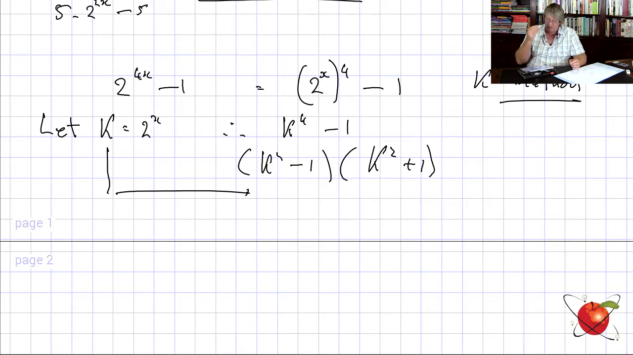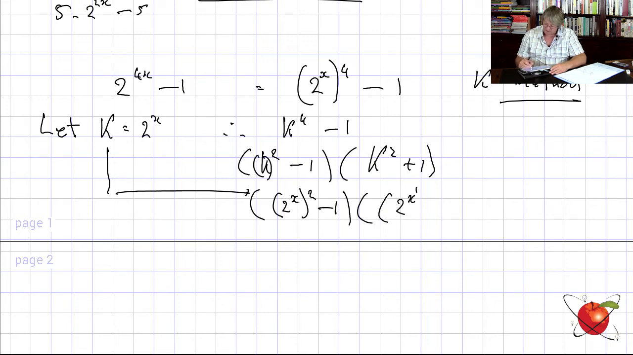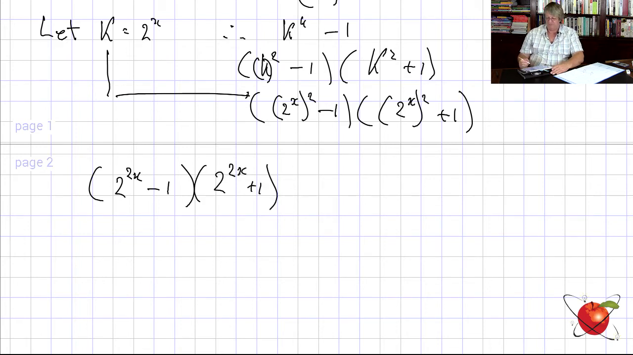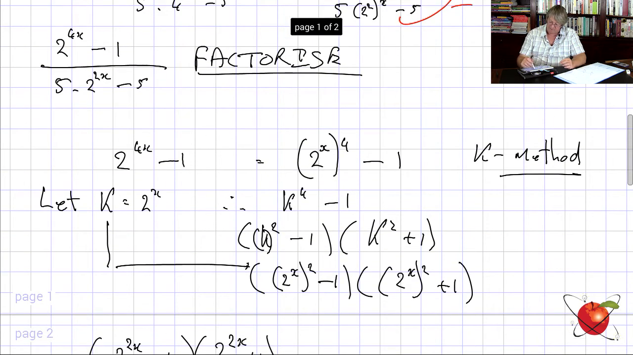Okay, I know this is new. So we've got this factorizes into k squared. Now put back, what is k? K is 2 to the x. It's squared, isn't it? Minus 1 and 2 to the x squared plus 1. Okay, what happens now? Now I remove the brackets. That's 2 to the 2x minus 1, 2 to the 2x plus 1. Okay? A very important technique to notice. The difference of two squares coming in over there.